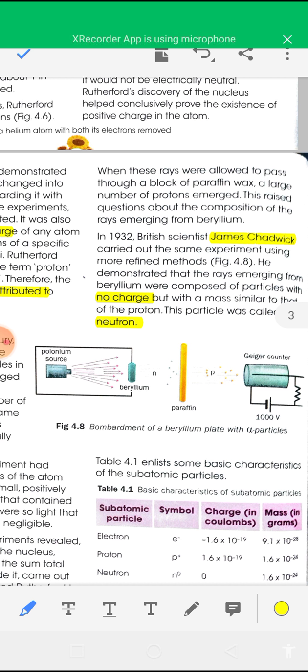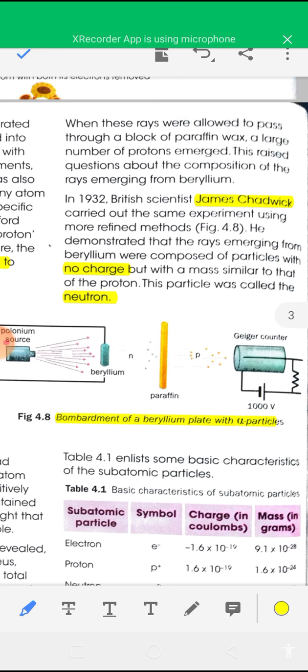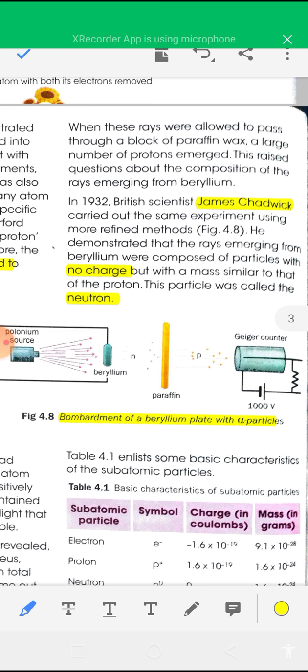And the name of the experiment: bombardment of beryllium plate with alpha particle. This was the experiment of James Chadwick. And neutron particle is an electrically neutral particle present at the center of nucleus.